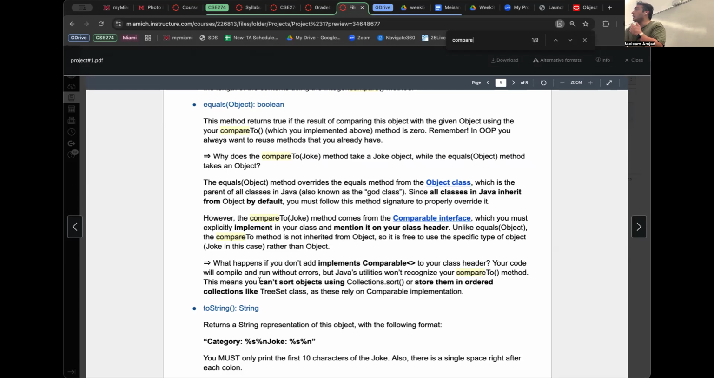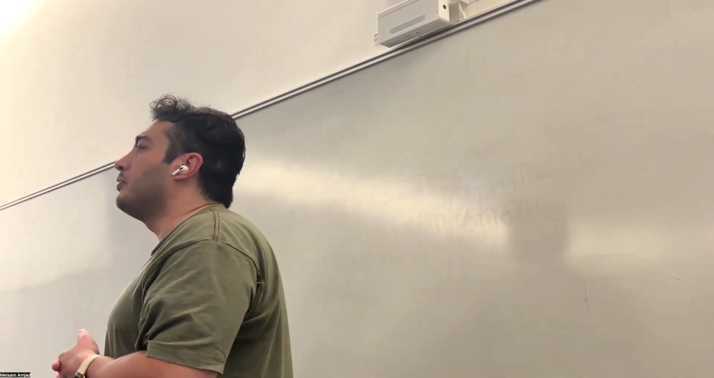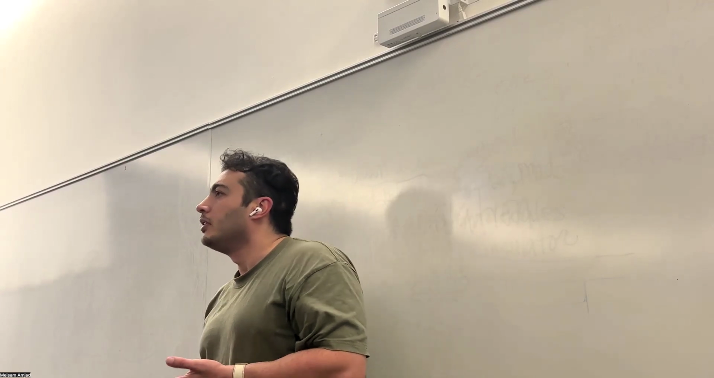Because of that, they cannot use it, they cannot compare. So basically, for example, you cannot sort a list of, in this case, is it Dog or Animal objects? So basically, other libraries cannot see it. So it's always good to mention in your class header that you're implementing Comparable. That's the whole idea.